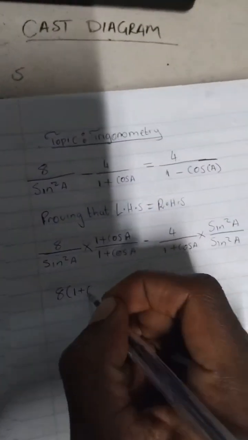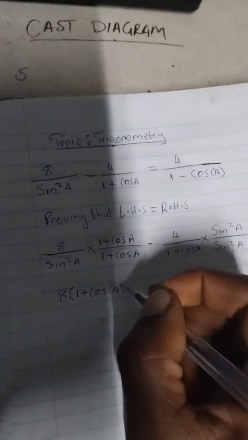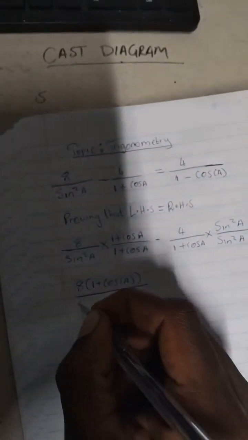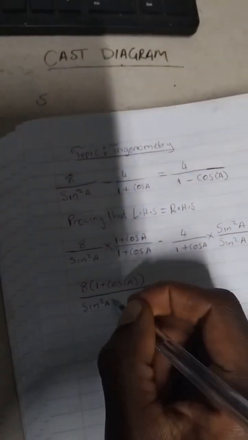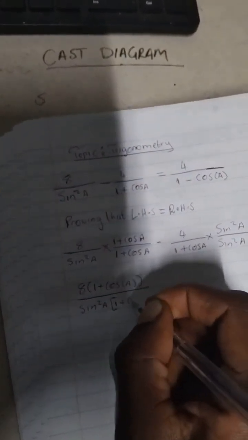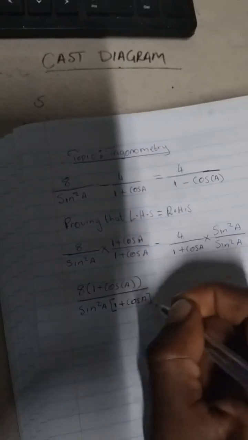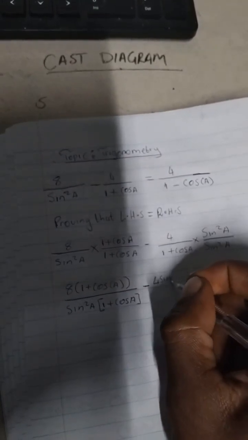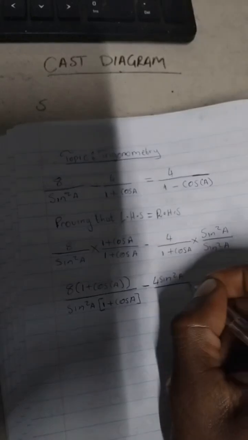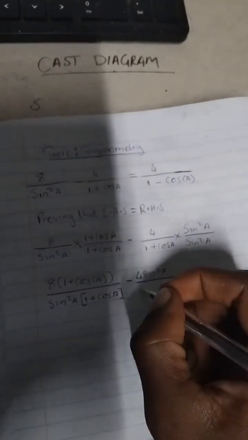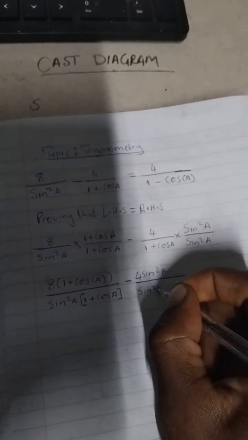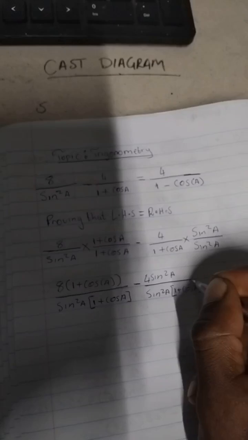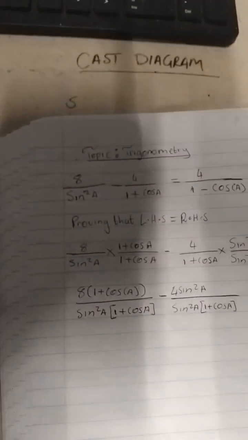8 times (1 plus cos A), ne, over sine squared A (1 plus cos A), ne, minus 4 sine squared A, all of that being divided by sine squared A (1 plus cos A). You can see now our denominators are the same.